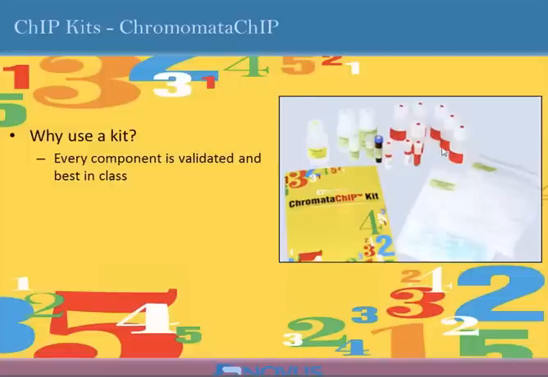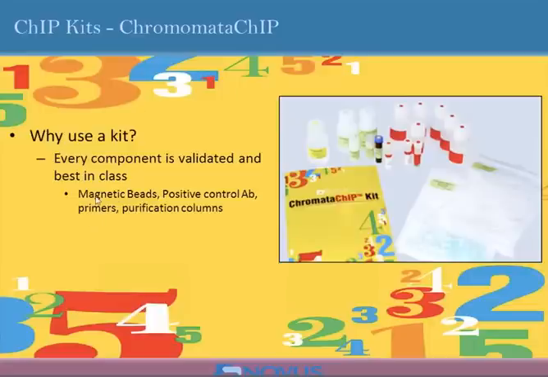You can see that ChIP kits like ours here, the Chromatin ChIP kit, contain a lot of buffers, so having all these reagents and buffers ready to go for you is a huge time saver. So our ChIP kit in particular has the magnetic beads versus the agarose beads, comes with a positive control antibody that you saw today, comes with positive control primers, and purification columns here.